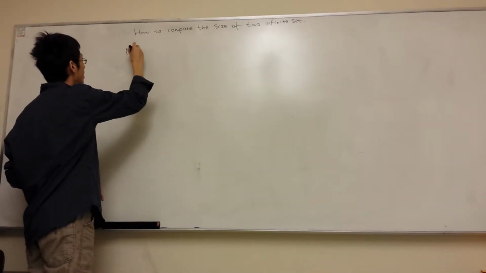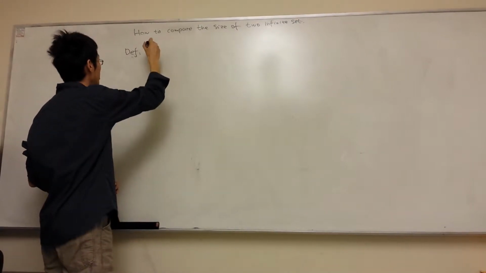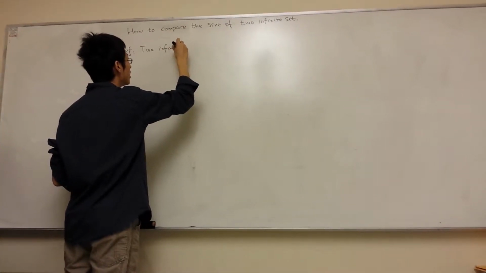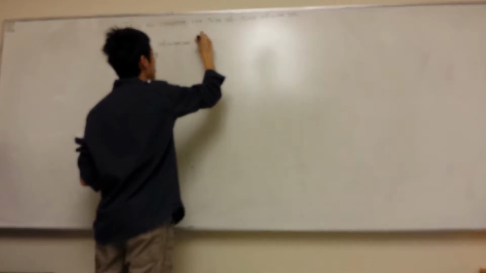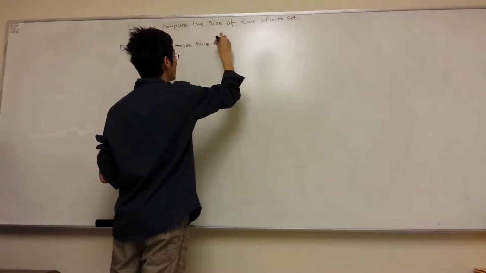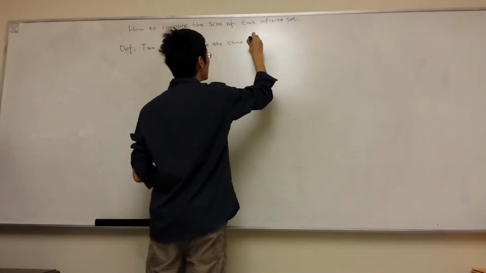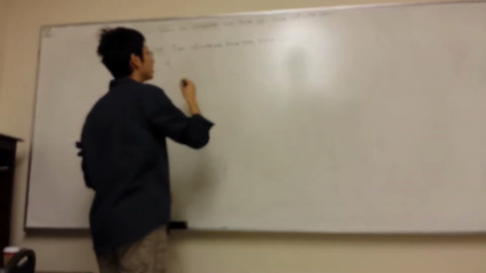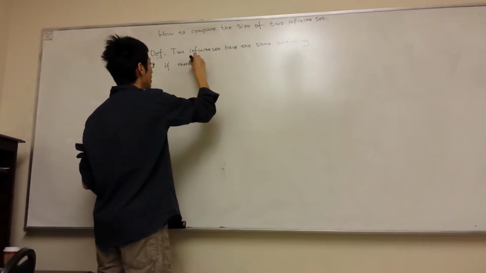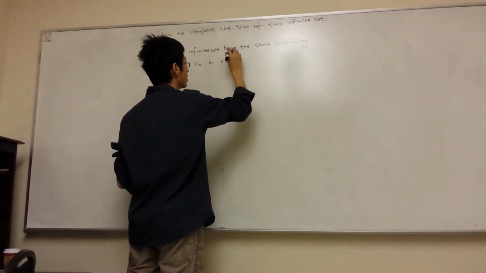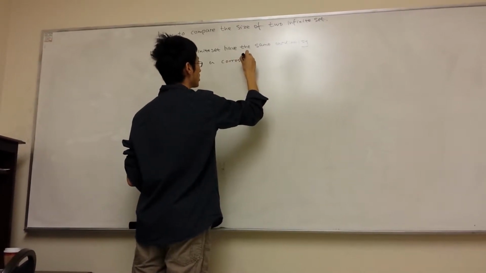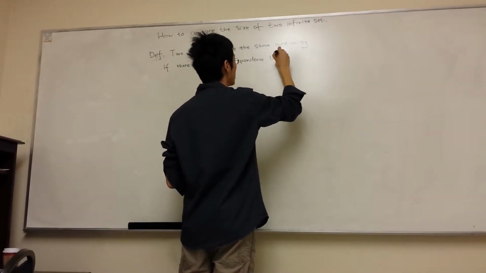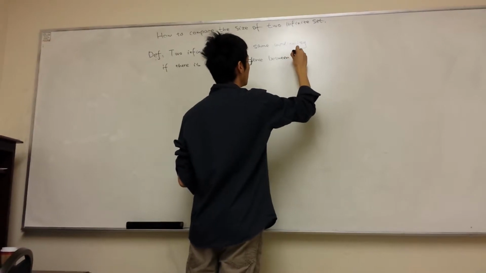So define: two infinite sets have the same cardinality if there is a correspondence between them.